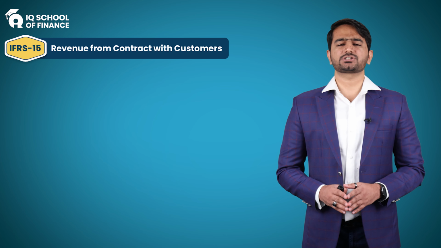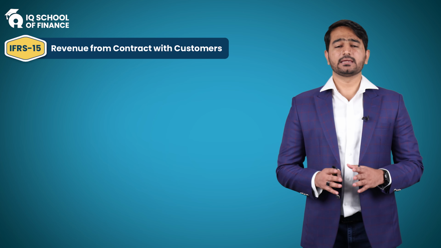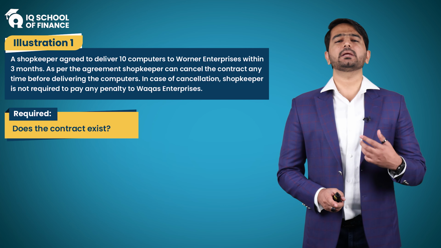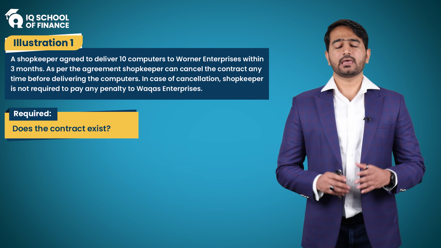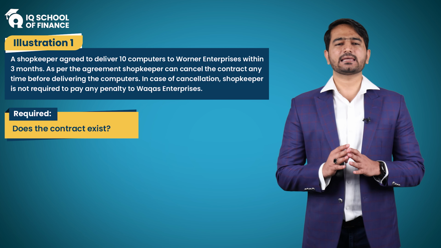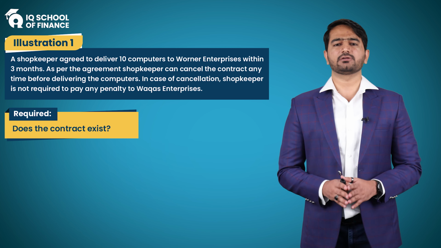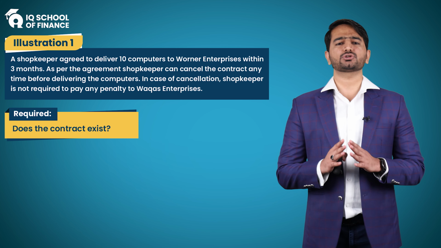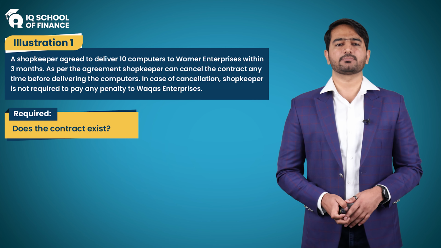We have a simple illustration to understand this concept. It says, a shopkeeper agreed to deliver 10 computers to Warner Enterprises within 3 months. As per the contract, the shopkeeper or Warner Enterprises can cancel the contract anytime before the delivery. In case of cancellation, the shopkeeper or Warner Enterprises is not required to pay any penalty.